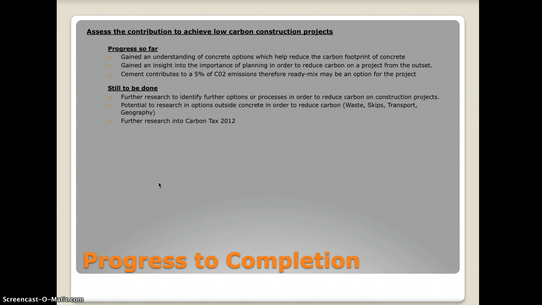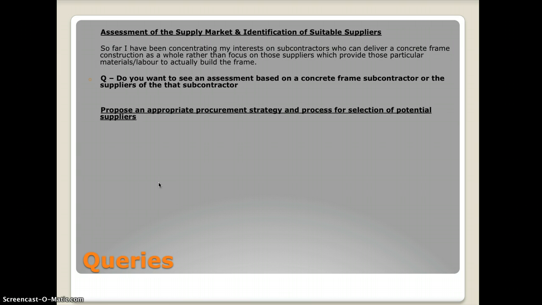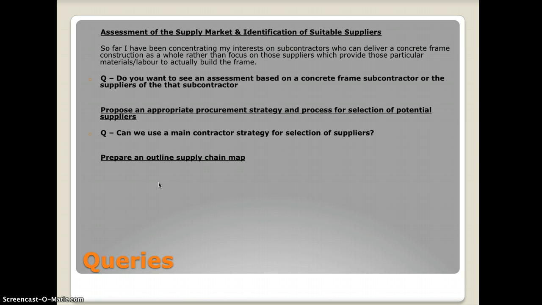Still to be done, further research into further options or processes in order to reduce carbon on construction projects, potential research outside concrete, i.e. looking at waste, skips, transport, geography, and finally further research into the carbon tax being implemented next year. On the next 2 slides, we have compiled a list of queries that we need feedback on for our report. These can also be found in our executive summary.